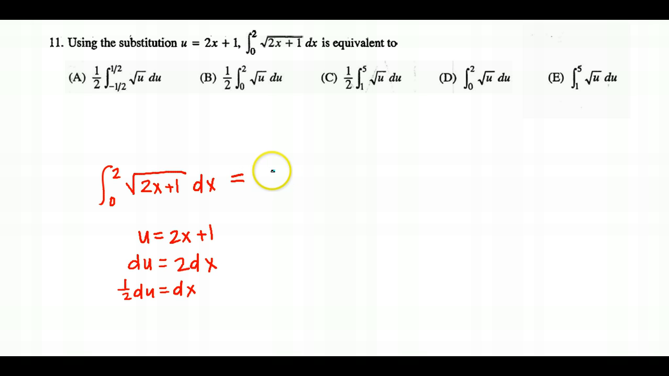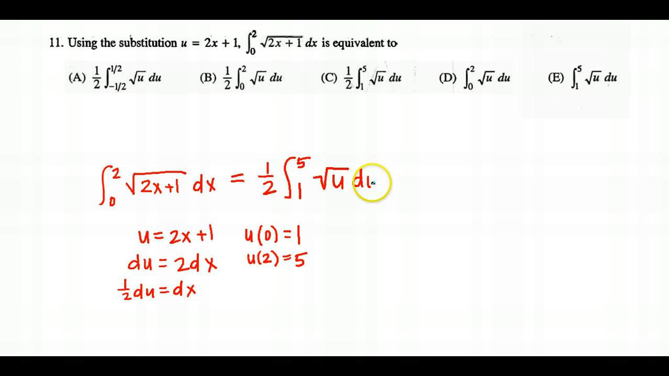So now I'm going to have that this integral is equivalent to 1/2 the integral from, and now here's where most students are going to make the mistake. They're going to go ahead and write from 0 to 2, and that's not correct. I have to change the limits of integration. So I have to evaluate u of 0. So plugging 0 in for x, I'll get out a 1, and then I have to substitute in the upper limit of integration. So 2 times 2 is 4 plus 1 is 5. So my new limits of integration are from 1 to 5 of the square root of u, because 2x plus 1 was my substitution, u du.